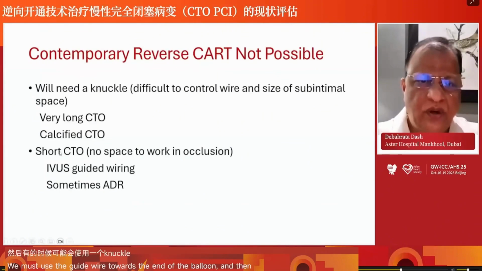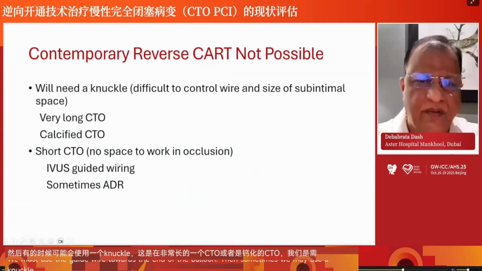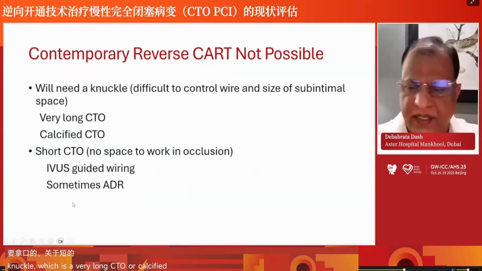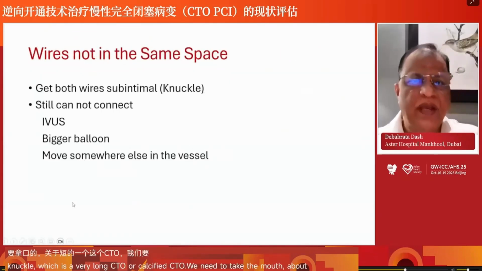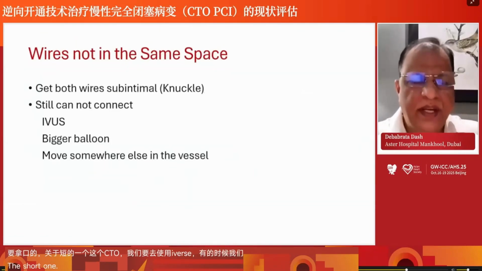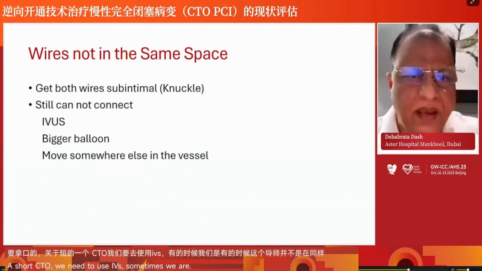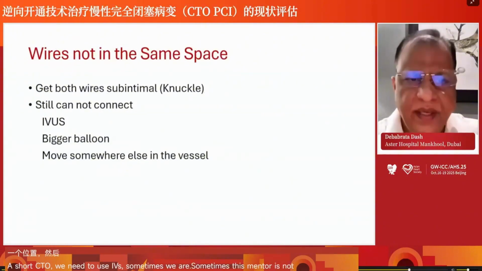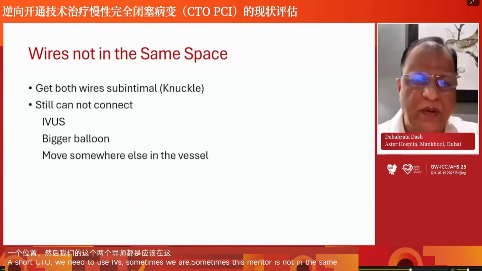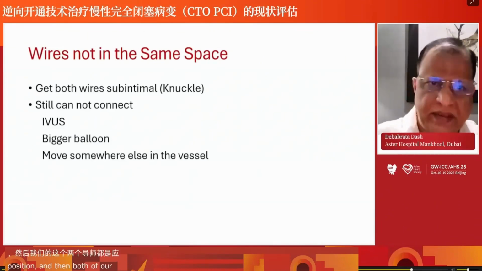Short CTO, there is no space to work in occlusion, so IVUS guided wiring and sometimes ADR is recommended. Wires not in the same space, get both antegrade and retrograde wires subintimal with the help of knuckle, still cannot connect, may require IVUS, bigger balloon, and move somewhere else in the vessel.